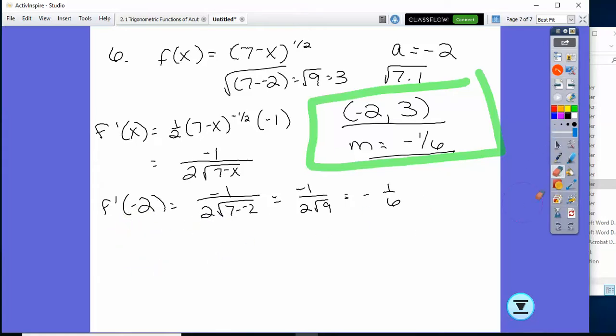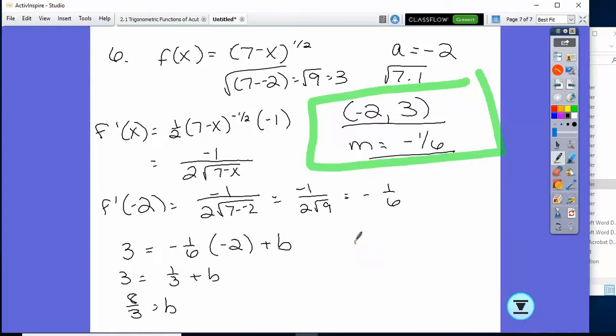So if we plug into y equals mx plus b, our y is 3, m is -1/6, x is -2. Subtract 1/3 over and we get 8/3. So if all I asked for was the linearization, it would be -1/6 x plus 8/3. Now you can use that to approximate any square root that we need.